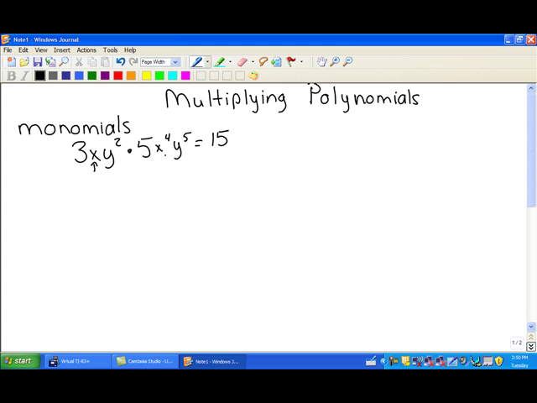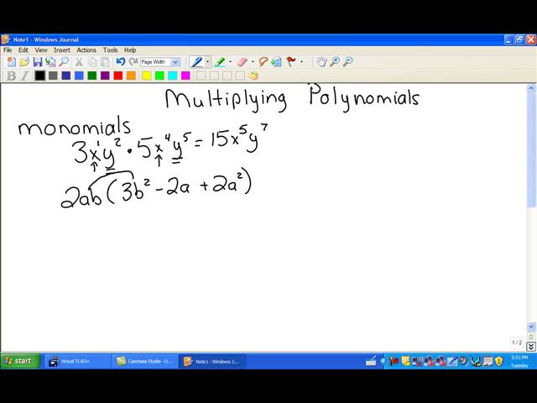So if we have x times x to the fourth, that will be x to the fifth power, and y squared times y to the fifth will give us y to the seventh. We can also use the distributive property with a monomial. Let's look at 2ab times 3b squared minus 2a plus 2a squared. When you're multiplying a monomial times another polynomial, remember you have to distribute.